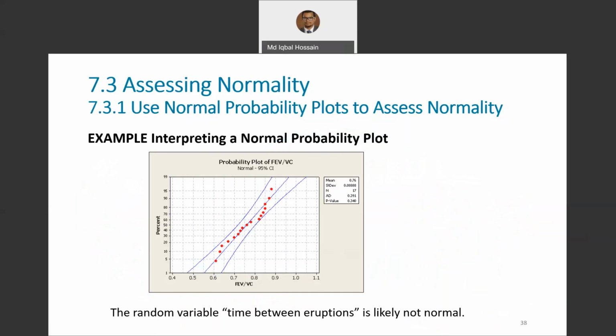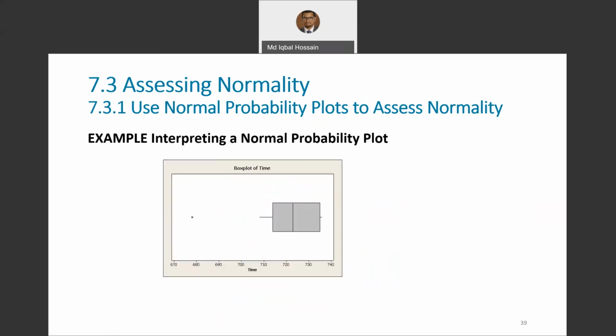Okay, so here in the graph you can see, we are not using Minitab, but this is from Minitab. So the graph will look like this. If you are given this graph, then you have to interpret from there. You can see here that all the data points are not on the line. So that's why we are saying this is not linear, this is not normally distributed data.